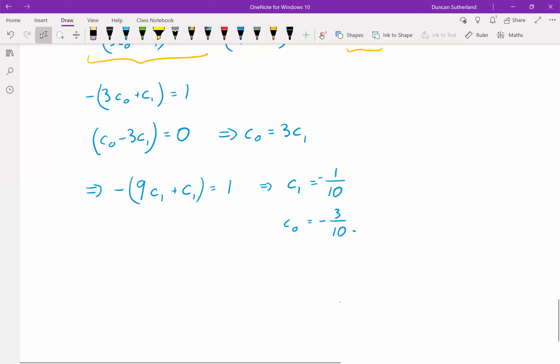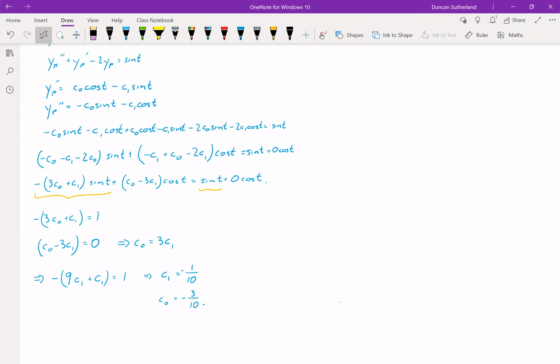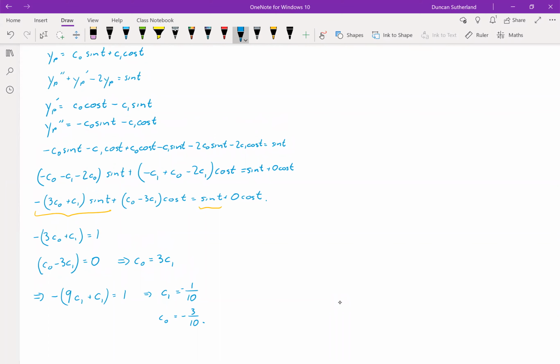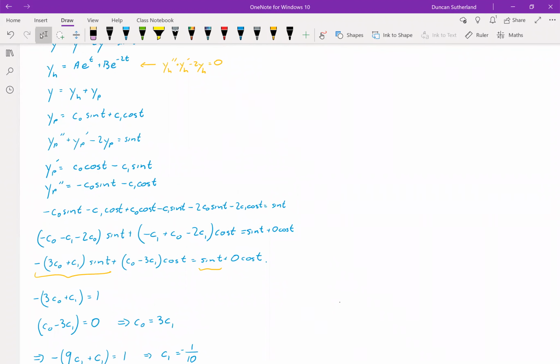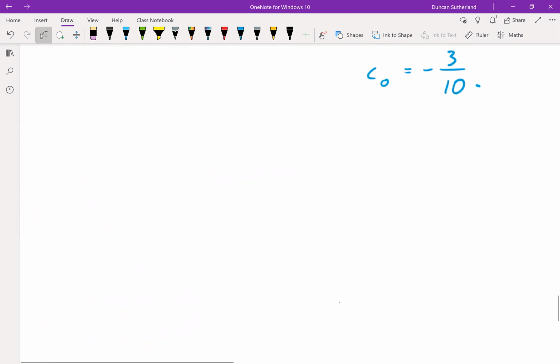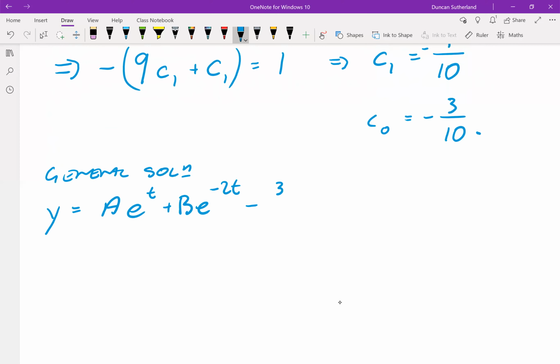Sweet. And now my C1 is associated with my cosine term initially. So there's my guess. And my C naught's associated with my sine. So we can write down our y particular, and then we can add it to our y homogeneous. So let's just write out the complete general solution. Homogeneous part first. Now the particular part.